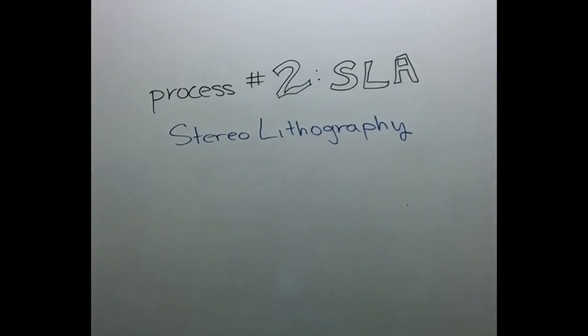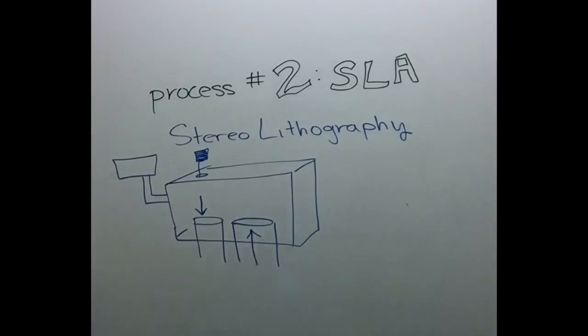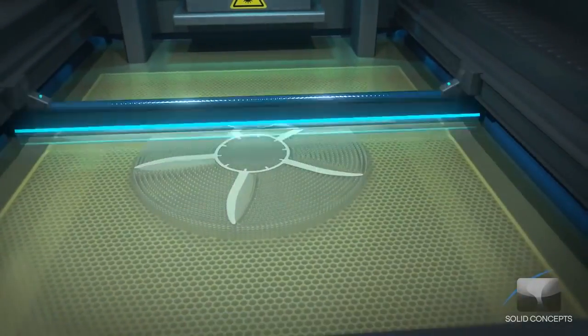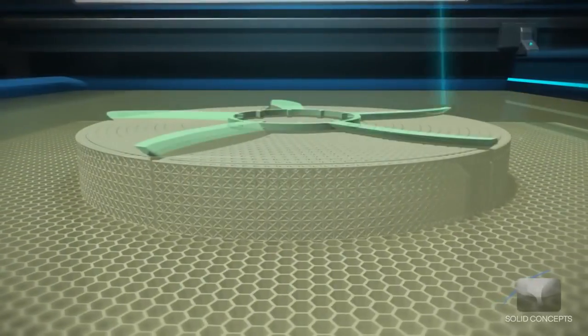The second process we highlight is called stereolithography, or SLA for short. In this process, UV light is used to cure a liquid polymer film in the XY plane, as the platform of the printed object lowers to expose fresh film to be stacked on the previous layer.